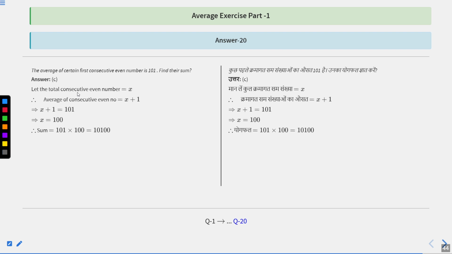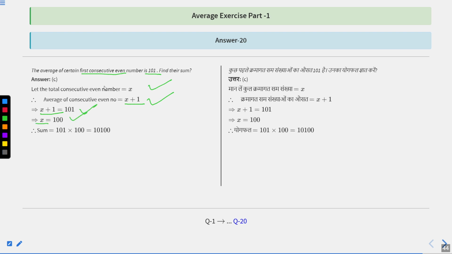Now let the total number of consecutive even numbers be x. So the formula for n consecutive even numbers, the average will be x plus 1. Clear? So it is given that the average of the first n consecutive even numbers is 101. So we can compare it: x plus 1 equals 101. So x equals 100.